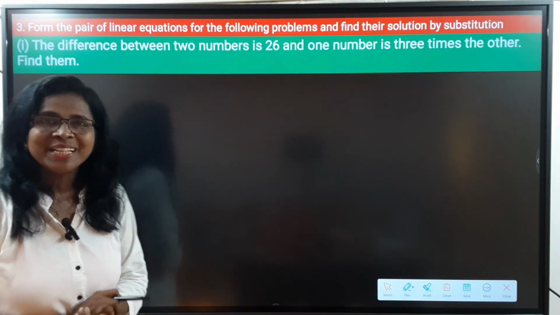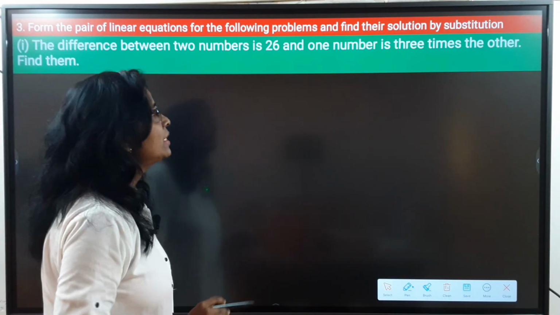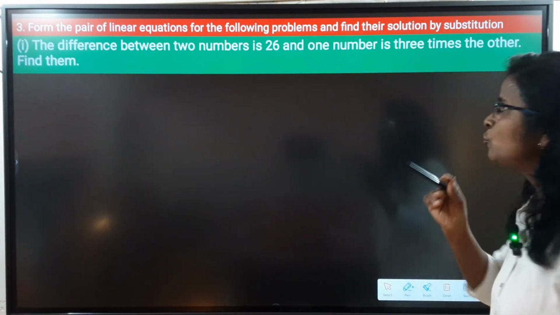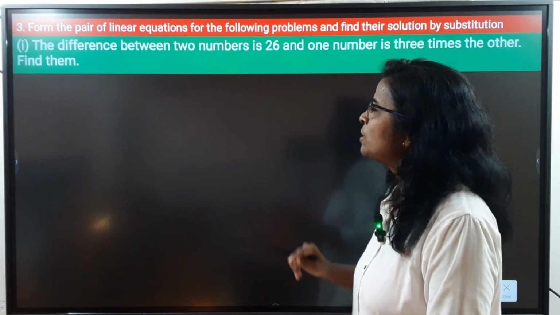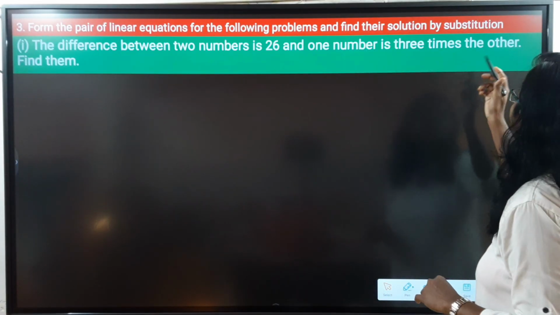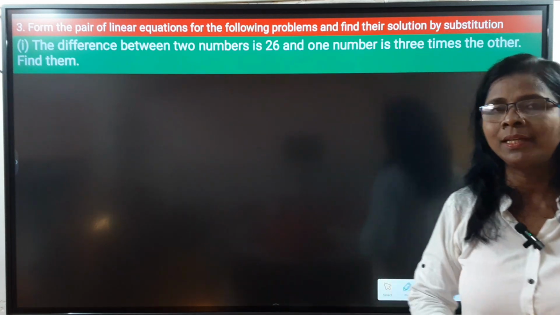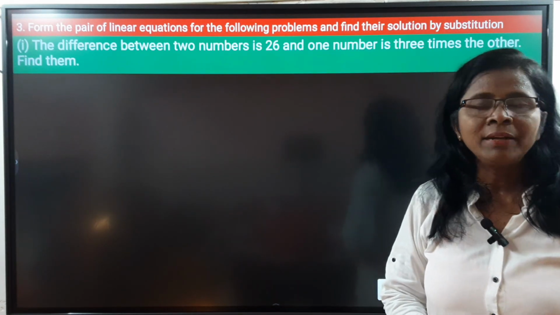Okay. Question 3, students. Form the pair of linear equations for the following problems and find their solution by the substitution method. The first example is: the difference between two numbers is 26 and one number is 3 times the other. Find them. Okay, students, now there are two numbers, and in between them one is the biggest one and the second one is the smallest one.